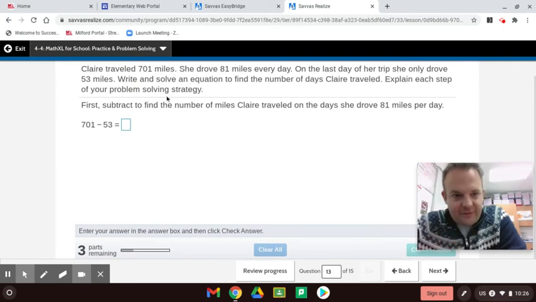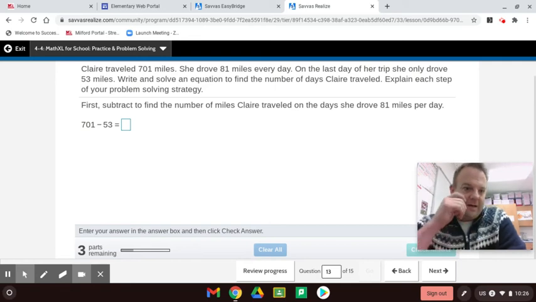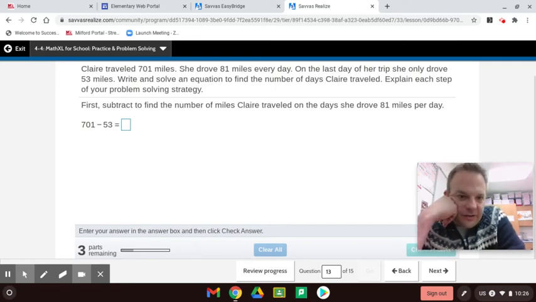Claire traveled 701 miles. She drove 81 miles every day. On the last day of her trip, she only drove 53 miles. Write and solve an equation to find the number of days Claire traveled. Explain each step of your problem-solving strategy. First subtract to find the number of miles Claire traveled on the days she drove 81 miles per day.